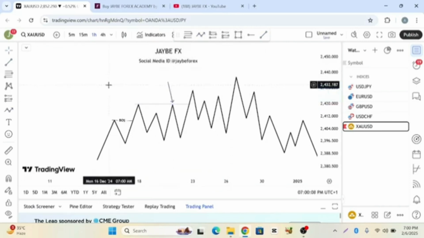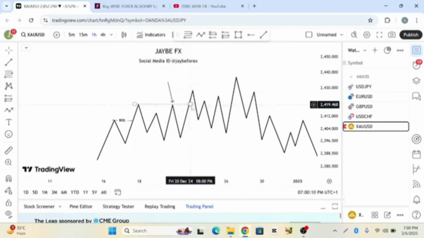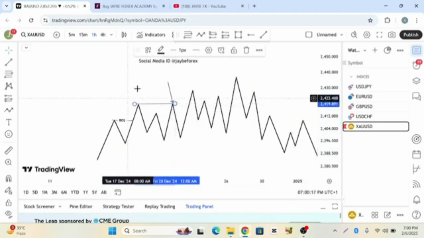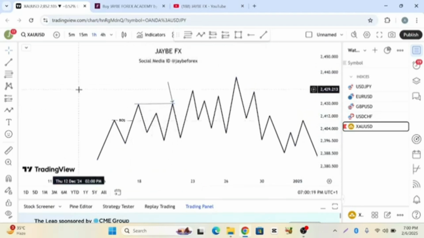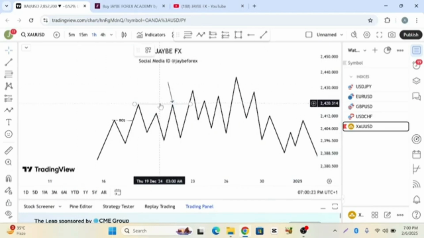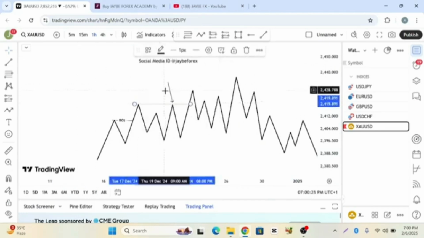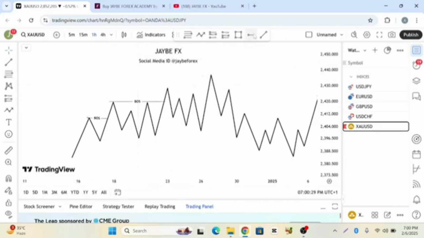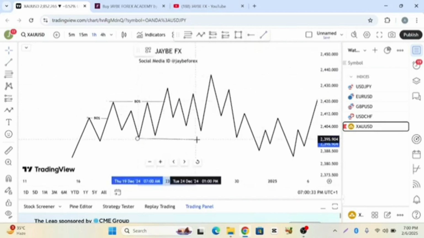Please understand what is liquidity sweep. Assuming this is what you are trying to mark, or the market went up like this and you are trying to mark here, this automatically becomes a sweep of liquidity. But the market gave you a break of structure. No matter how long the break of structure is, mark it out. Now, where is your swing low? You don't want the market to break. It is this one here.